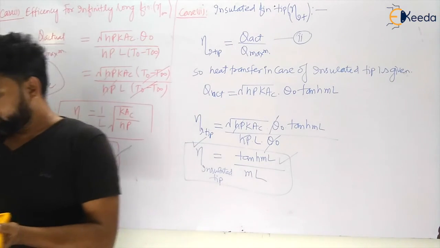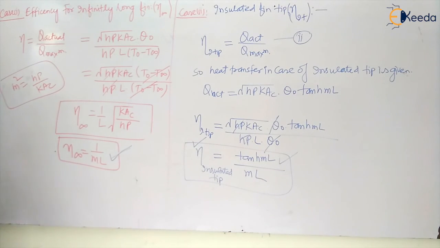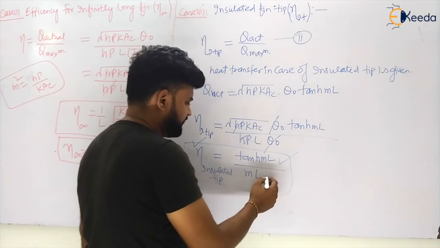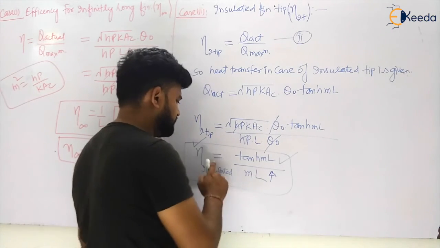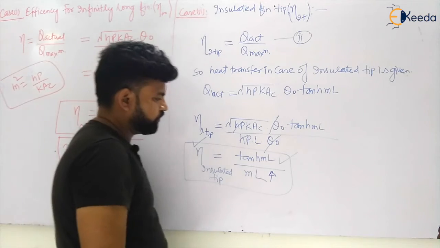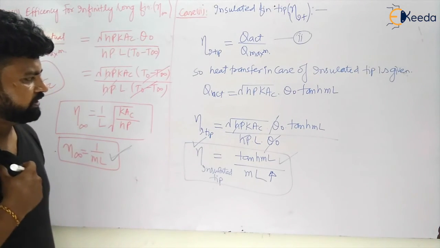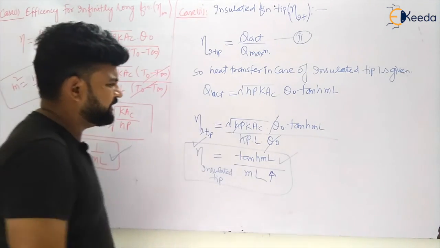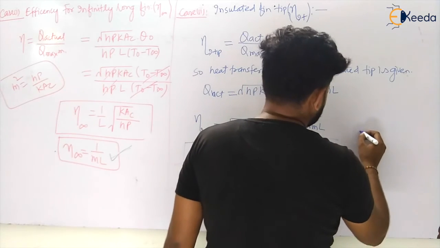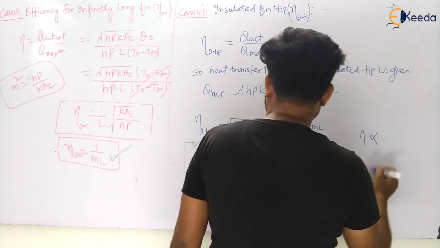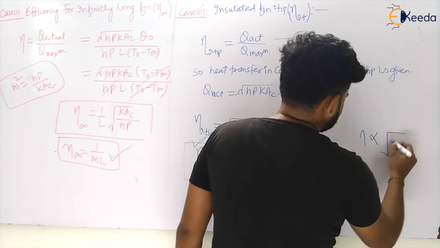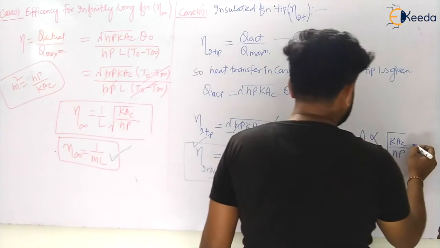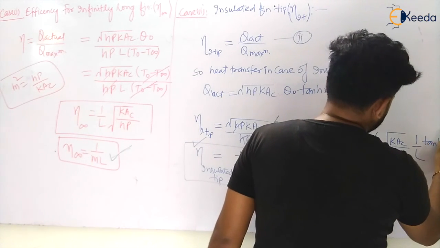Okay. So now, if you analyze this, if I increase the length of fin, what will happen to the efficiency? The efficiency will decrease. Okay. And that is given by hP by kAc, or even directly analyze, there is no problem. So you can see efficiency is directly proportional to under root kAc by hP, times 1 by L tanh mL.